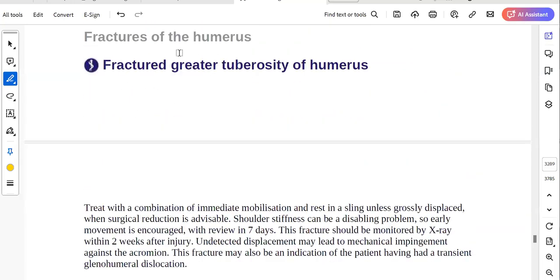Moving on to fracture of the greater tuberosity of the humerus. So now we are going into the humerus fractures.